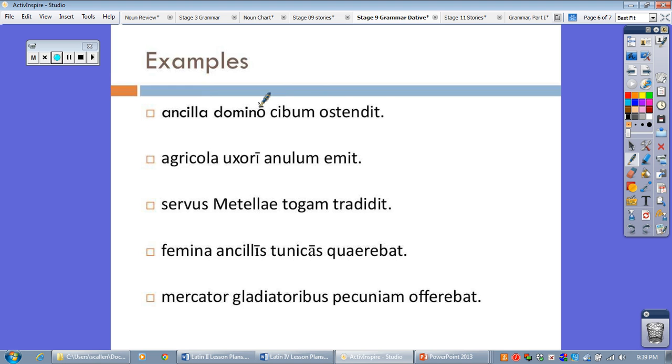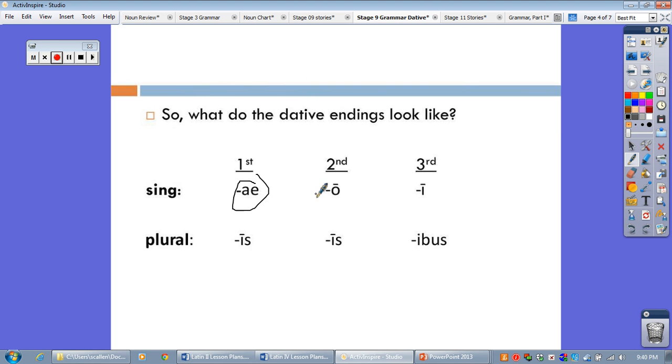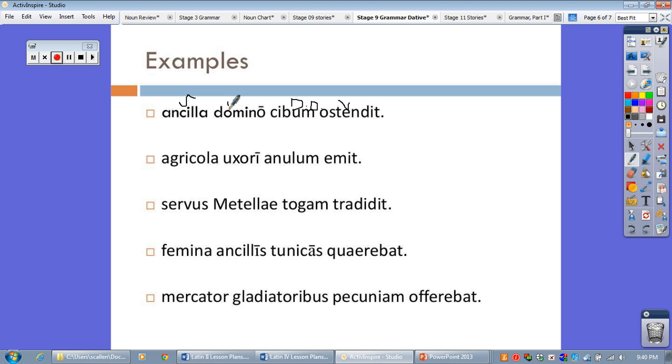So, ancilla domino cibum ostendet. Well, you can also tell, by the way, how Latin is usually going to do this. We start off with our subject. We know that cibum is our direct object. Sorry for the terrible drawing here. I'm being lazy. And ostendet is the verb. So domino, if we look back at our chart, we see that letter O, second declension, dative singular. That's going to be the indirect object. So I'm just going to put I-O.